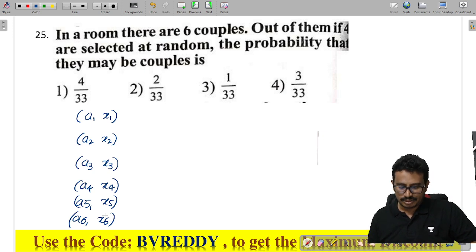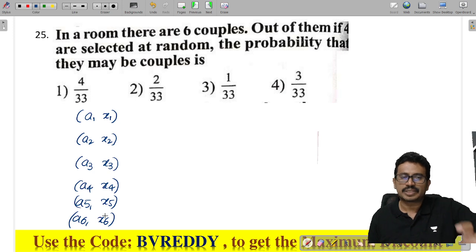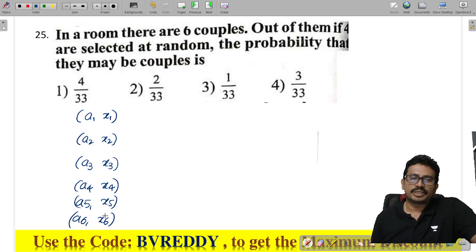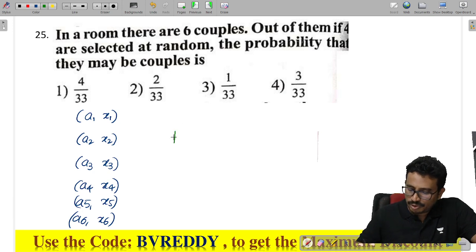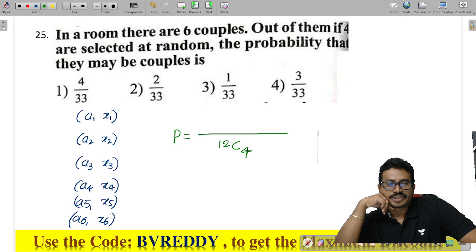Totally how many couples are there? 6 couples are there. Out of them 4 people are selected at random. The probability that they are couples. First of all, how many total people are there here? Tell me. 6 into 2 is 12 members. So we are selecting out of these 12 members. How many have we selected? 4 members. That is 12C4. This is my sample space. But the condition here asks that those 4 members must be couples only.